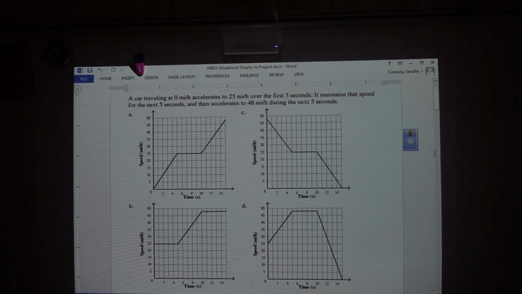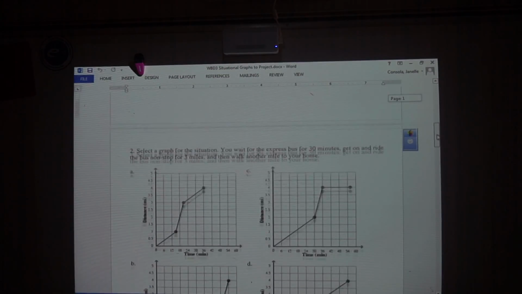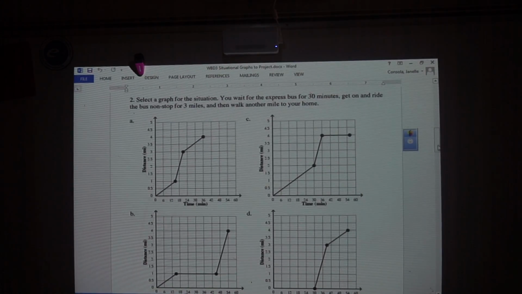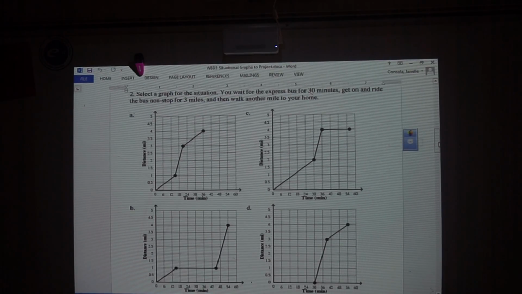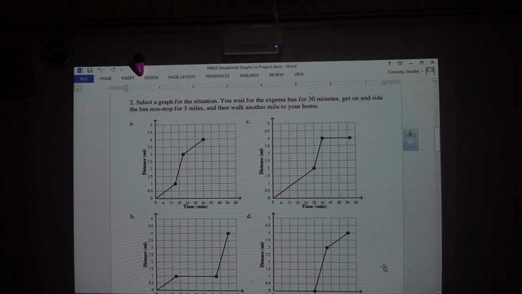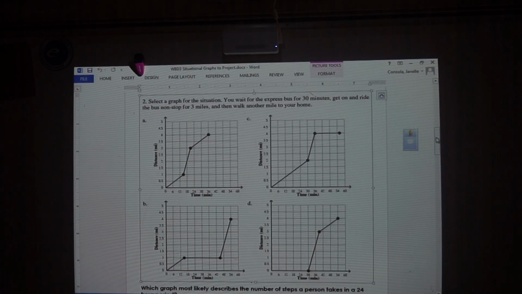All right, let's keep moving on. It says select a graph for this situation. You wait for the express bus for 30 minutes. So we're waiting for the express bus for 30 minutes. Okay?